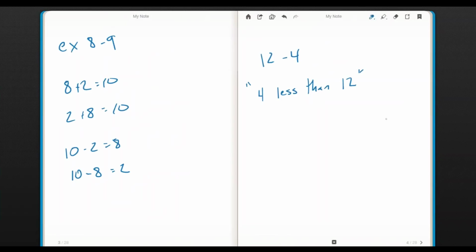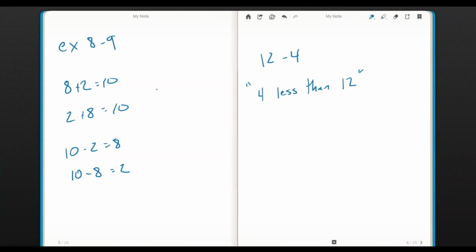In exercise 8, there are two huge concepts that we present, and we just have to make sure that our children really understand them. The first thing they do is tell you all the ways you can add and subtract the same three numbers and make it work. 8 plus 2 or 2 plus 8, same thing. When you're subtracting, 10 minus 2, you get 8. 10 minus 8 is 2.